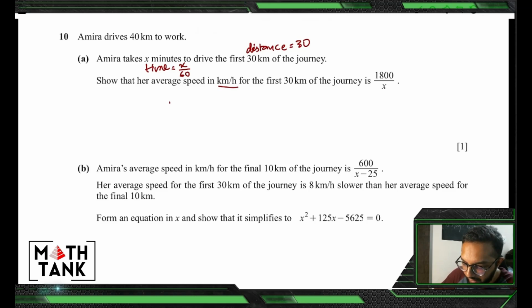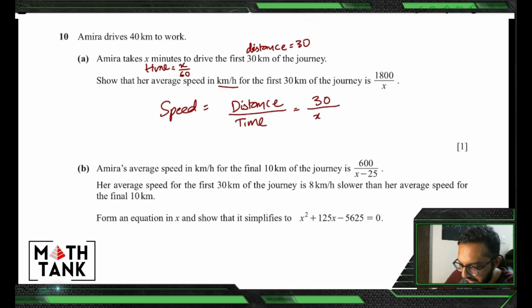So show that the average speed, so the speed is distance divided by time. So the distance is 30. The time is x over 60. So 30 multiplied by 60 over x. So that gives me 1800 divided by x.